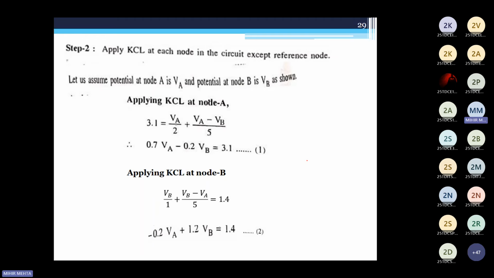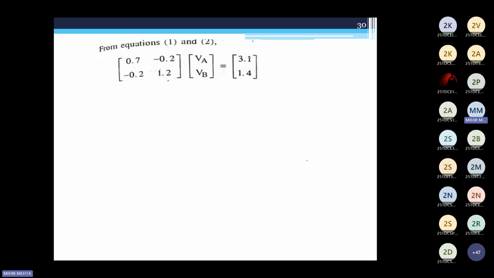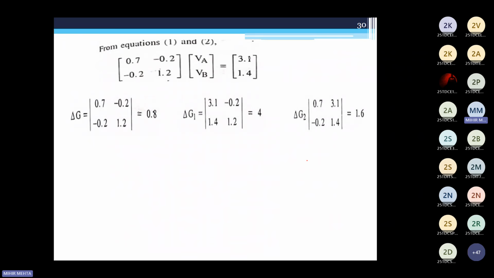Once you have your two equations, again, you can put this in the form of a matrix and then again apply your determinants, find out your D, D1, D2 and calculate the values.